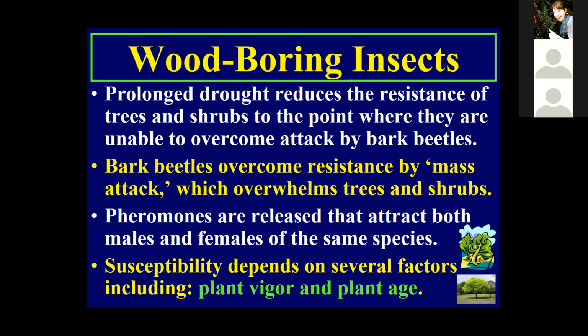So the susceptibility of a tree does depend on several factors. That includes plant vigor and plant age. Older plants tend to be more susceptible than younger ones. But again, what's really critical is providing water, fertilizer, mulching, pruning occasionally to keep those plants as healthy as possible. Because then they can defend themselves against some of these wood-boring insects. Got that?